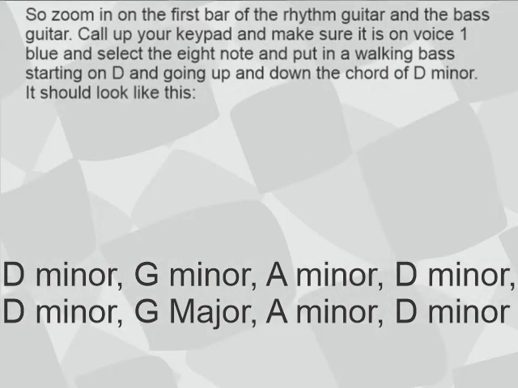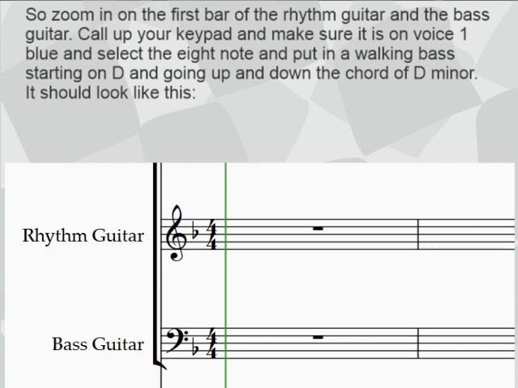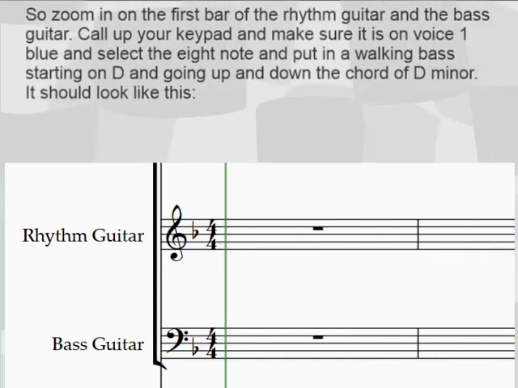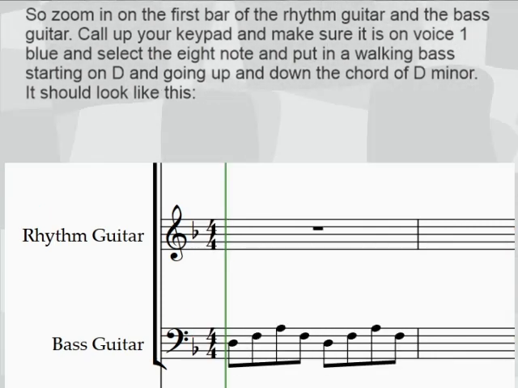So zoom out on the first bar of the rhythm guitar and the bass guitar, and call up your keypad and make sure it is on voice 1 blue, and select the 8th note and put in a walking bass. Start on D and go up and down the chord of D minor. It should look like this.